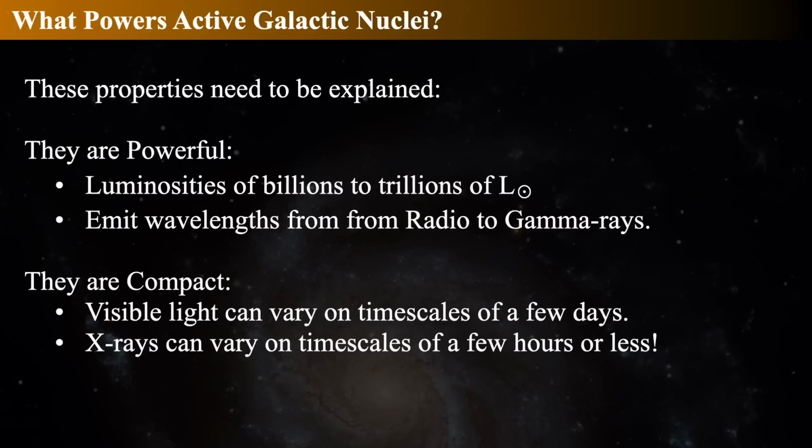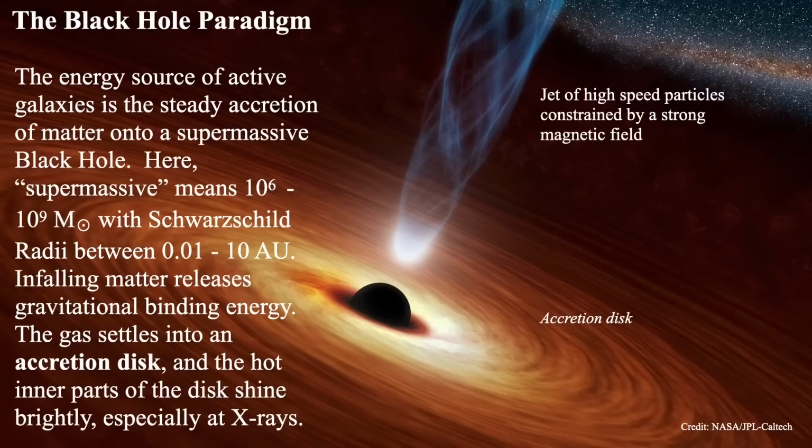So to explain what we see, we use a black hole. The energy source of active galaxies can usually be explained by accretion of matter onto a supermassive black hole. By supermassive, we mean 1,000,000 to 1,000,000,000 times the mass of the Sun, which would equate to a Schwarzschild radius of about 1/100th of an AU, up to 10 astronomical units. The most massive black holes inside active galactic nuclei, about 1,000,000,000 solar masses, would have a diameter larger than the orbit of Saturn around the Sun. So these would be extraordinarily huge black holes.